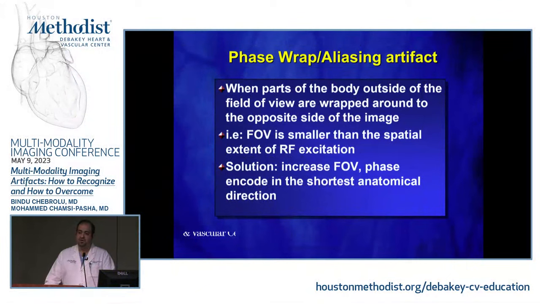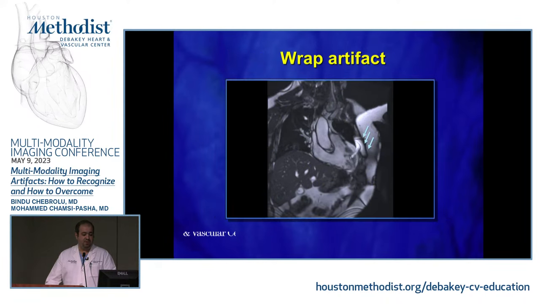And this usually occurs when the field of view is smaller than the spatial extent of your pulse excitation. One of the solutions is to increase your field of view rather than keeping it smaller. Or the second thing is that you can simply phase encode in the shortest anatomical direction. So for example, over here, between head to foot and right to left, obviously the right to left has a much wider distance, and this is exactly what you see over here with a wrap artifact.